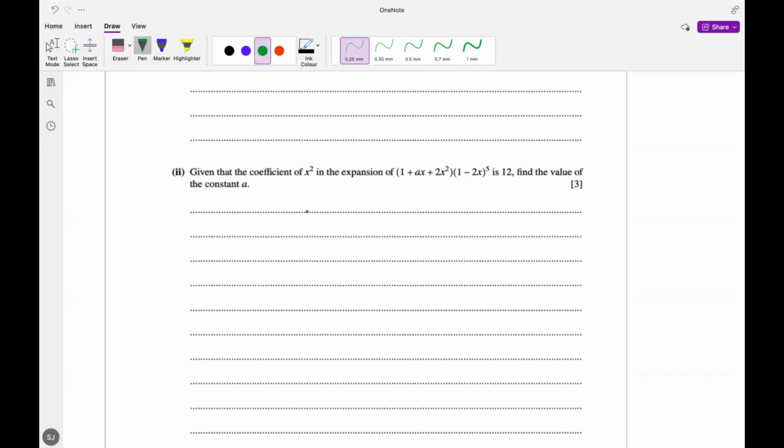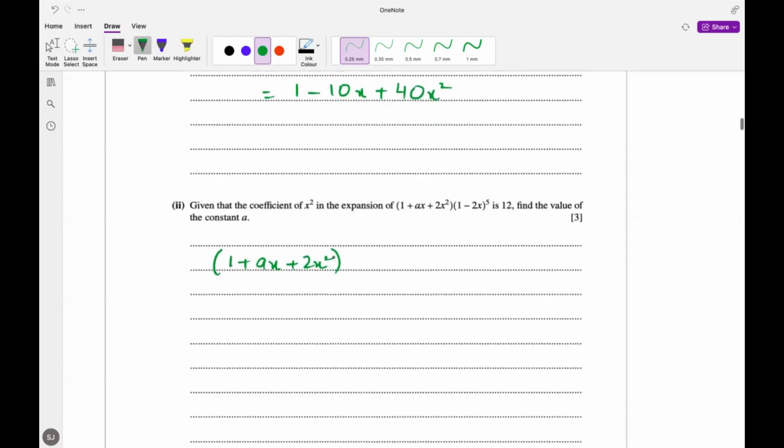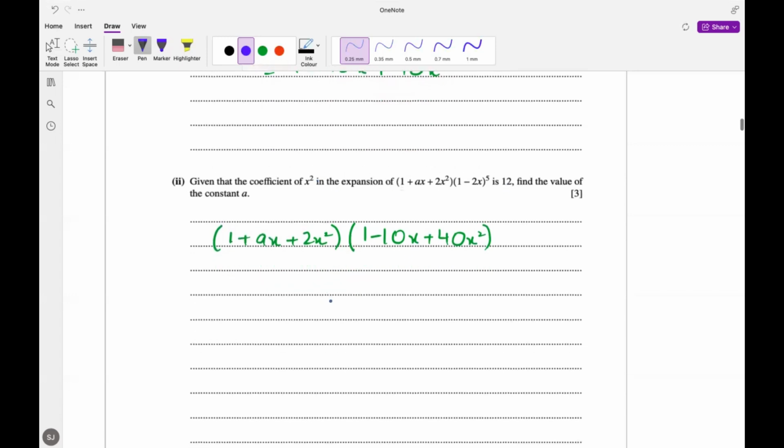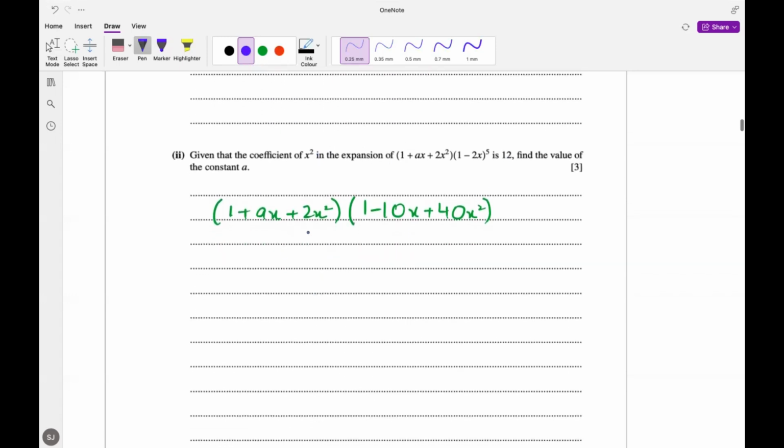So these are the coefficients of x squared in the expansion of (1 + ax + 2x^2)(1 − 2x)^5. We already know that the expansion of (1 − 2x)^5 is 1 − 10x + 40x squared. And the coefficient of x squared is 12. So first we need to find, when we multiply, what we get as x squared.